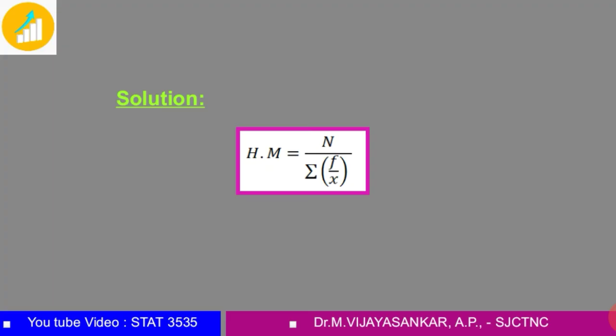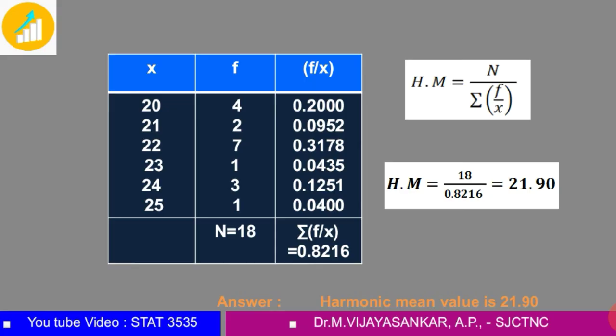Solution. Already we know that our harmonic mean formula is capital N divided by summation of f by x. Using this formula, we get our harmonic mean result. In our problem, x values and frequency values are given. First, we are going to calculate our capital N. Summing the frequency values, we get N value is 18. Next, we are going to find the denominator f by x. The frequency value and the x values are given in the problem. Now we are going to divide these two values, that is f by x.